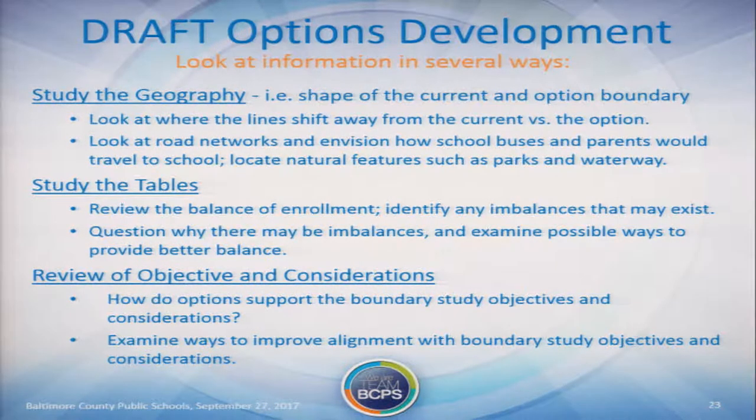And also I think conversation was had last time just about walker routes and even school bus routes as well. You want to of course look at the tables. So review the balance of enrollment, identify any imbalances that might exist. Question maybe why the imbalances exist, and examine and talk about ways to bring balance to it.